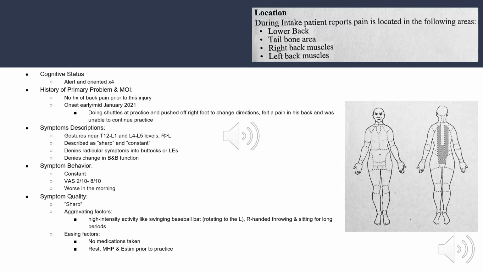So the way that he describes all the areas of the symptoms, he gestures near the T12-L1 level and L4-L5 levels, and then he states in his subjective interview that his right side is more painful than his left. However, it is not shown in this photo on the right. He describes his pain as more sharp and pretty constant, but he denies radicular symptoms into his buttocks or his lower extremities, which is a good sign. And also he denies any changes of bowel or bladder function. He also describes the behavior of his symptoms as constant, as said before.